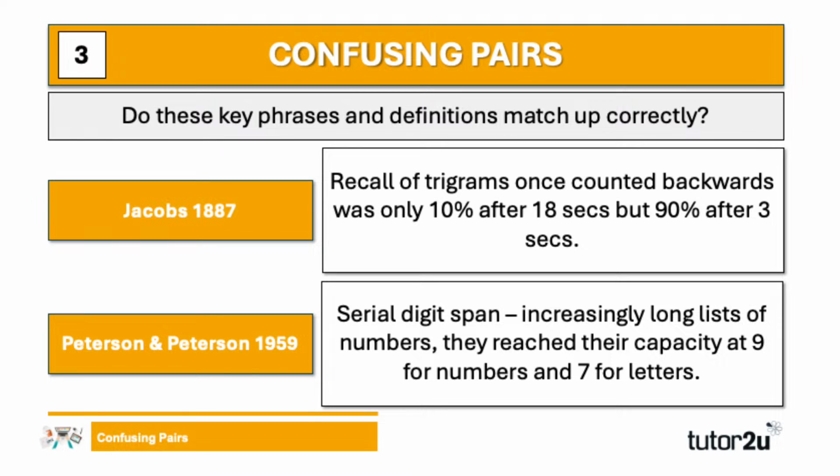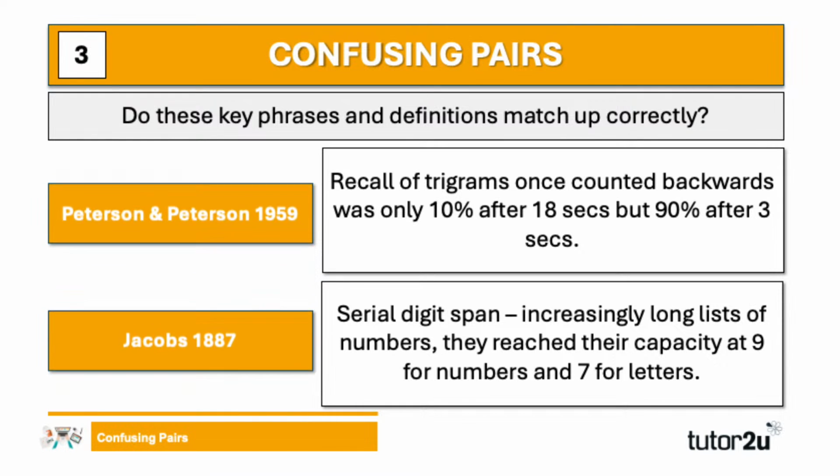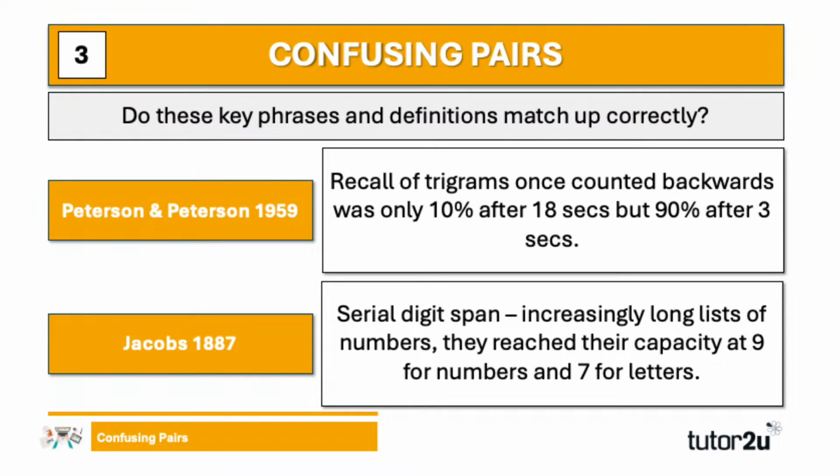I think some of you at the start started saying correct, but it looks like a lot of you are saying incorrect. The majority of you are saying these are not correct. They're muddled. These ones are not the correct way round. So Peterson did the trigrams and Jacobs the serial digit span. If you got that a bit confused, just make sure you're really clear on that methodology for these studies to not get them muddled.